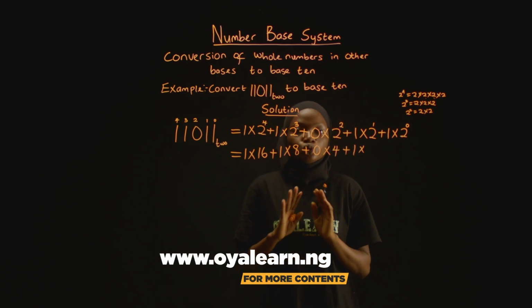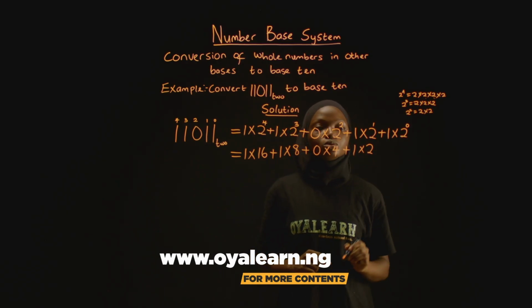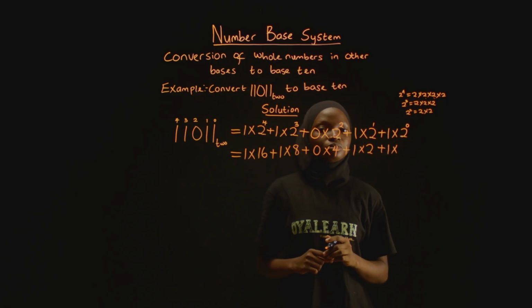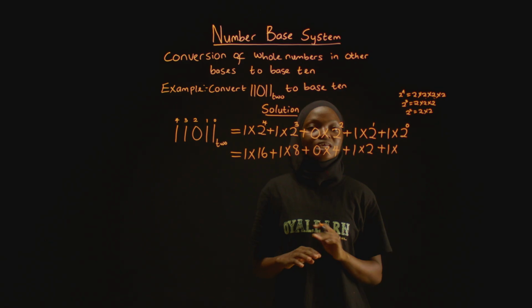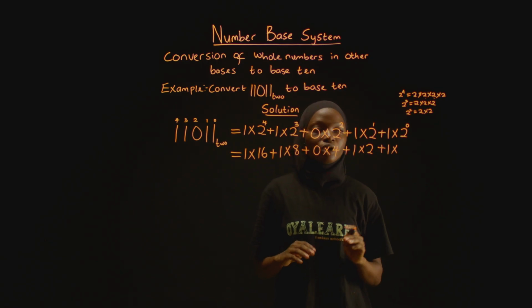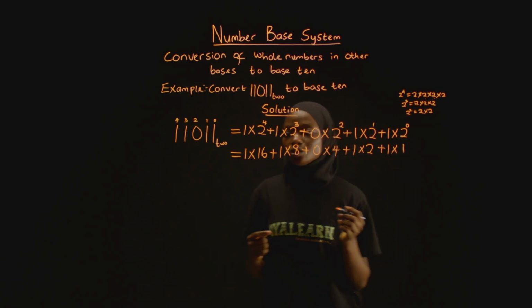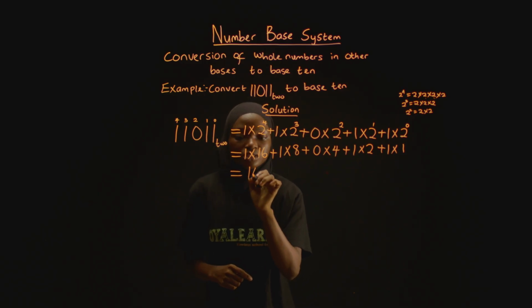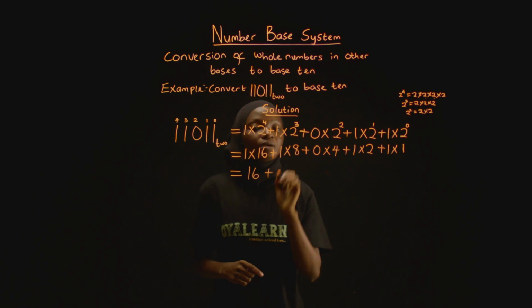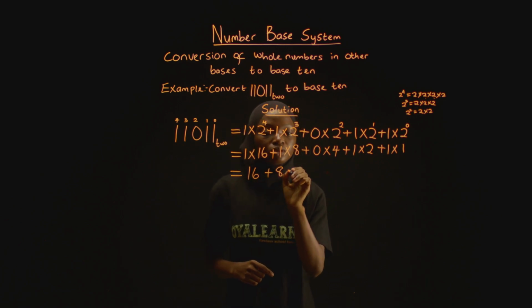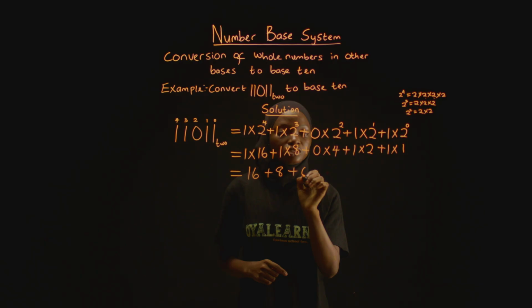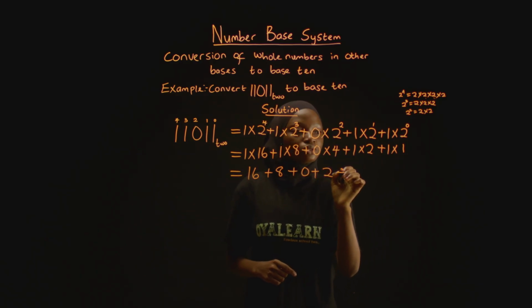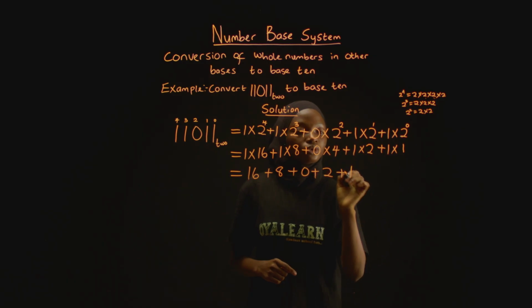That means just 2. So we are still having our 2, plus 1 multiplied by 2 raised to the power of 0 is 1, because anything raised to the power of 0 gives us 1. So you have 1 here. Then we simplify further. 1 multiplied by 16, you have 16, plus 1 multiplied by 8, you have 8, plus 0 multiplied by 4, 0, plus 1 multiplied by 2, 2, plus 1 multiplied by 1, 1.